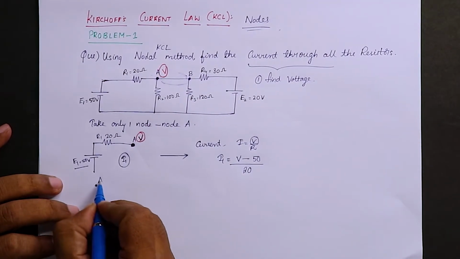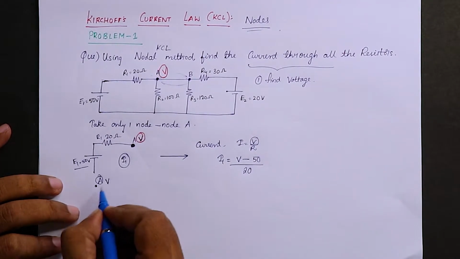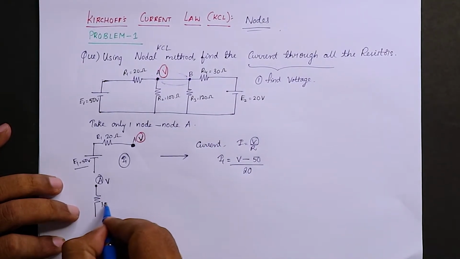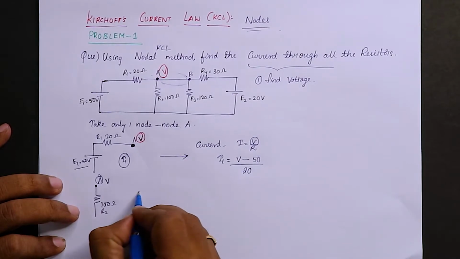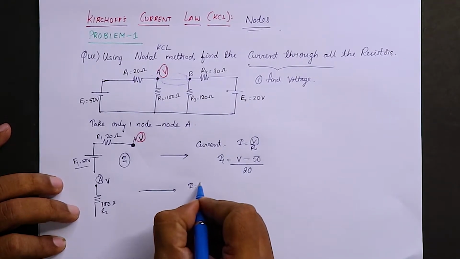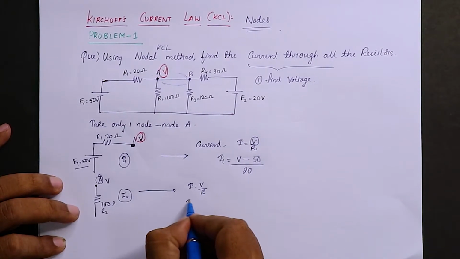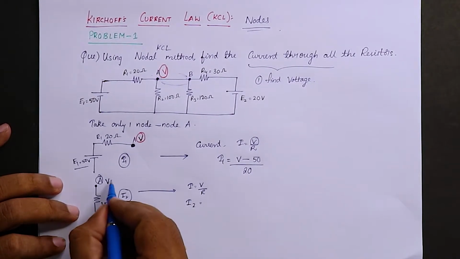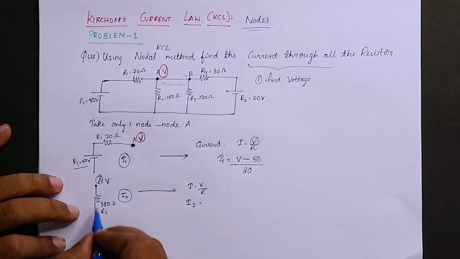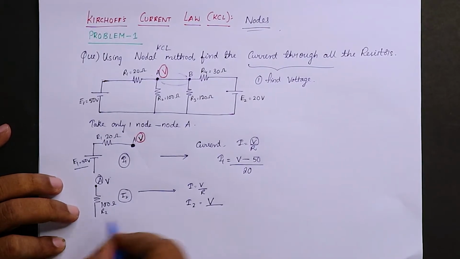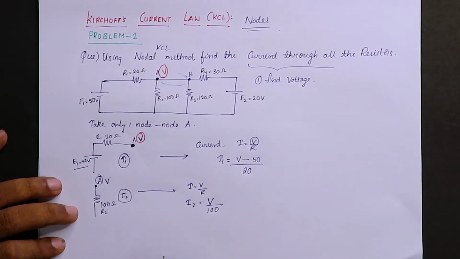Now let us take this branch. It's very easy. So this is A, that point we have taken as V. Okay, and there is one branch which is coming towards it, 100 ohms, that is R2. So now current I is equal to V by R. Let us take I2 here. So I2 is equal to V by R. There is no other voltage coming here. There is only one voltage we have specified, that is V. R is 100.